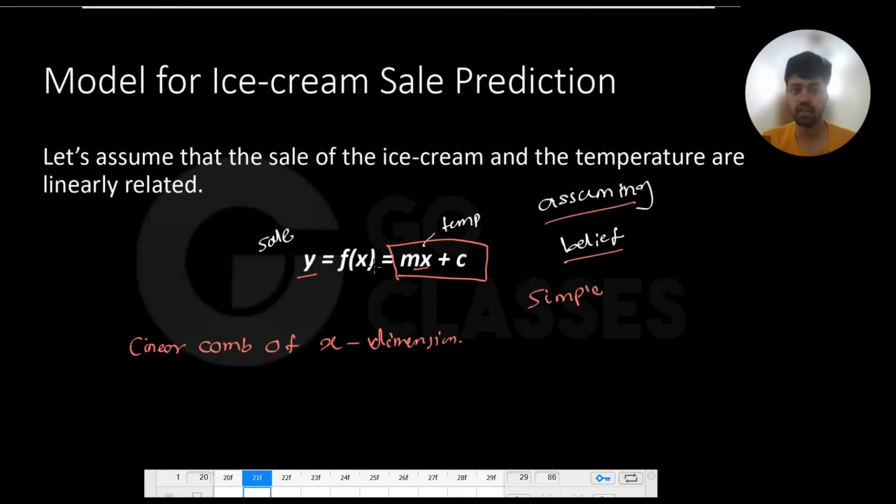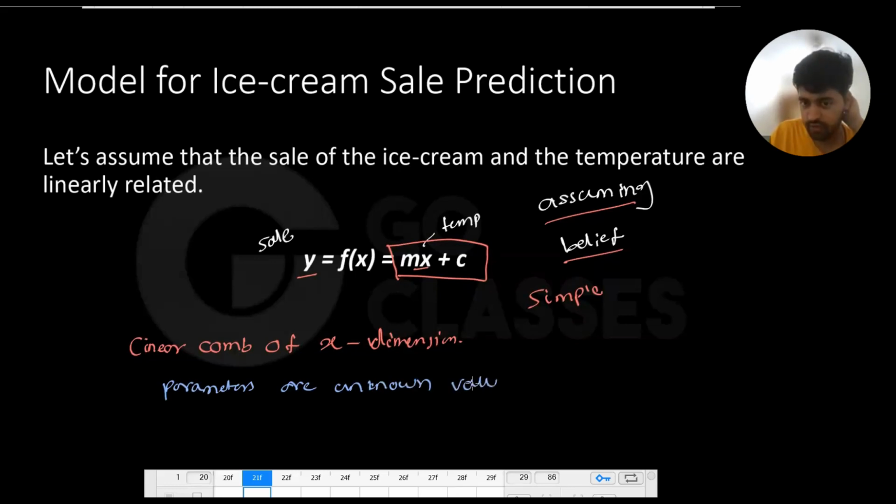Okay. Any doubt in the model? Again, this is not something that we are getting from a domain expert. We are just trying to learn on our own and see what happens. Sure. So now, if this is my model, I'm saying that y is related to x in this particular formula. What can be the parameters of the model? Parameters are unknown values in the formula.